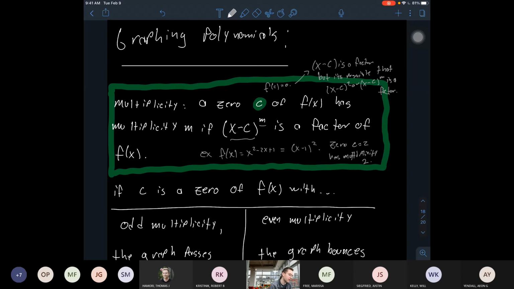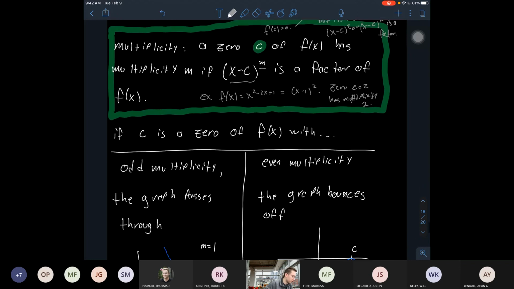Okay, so if we can factor out more than one power of x minus c, then we say that that 0 has multiplicity m, where m is the power of x minus c which we can factor from f of x. And if c is a 0 of f of x with odd multiplicity, then we're going to observe passing behavior.